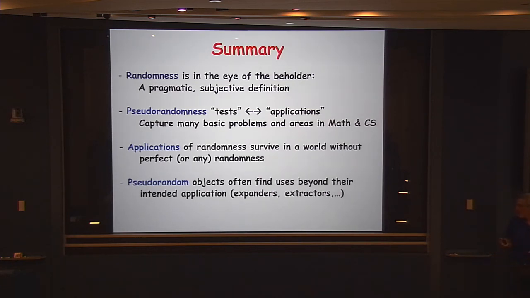And finally, these pseudorandom objects that I did not really talk about turn out to be really important in lots of other applications, even if you don't need randomness at all. They give you error-correcting codes, they give you robust networks, and many other things. So they are really important on their own.